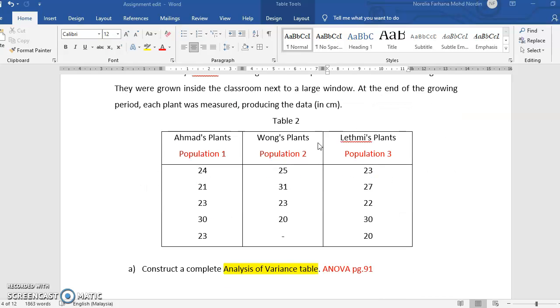If we want to compare only 2 populations, we can use the previous formula. To compare 3 populations or more, we use the analysis of variance, short form ANOVA. ANOVA is used to investigate the mean of sample data, whether they are equal or not.